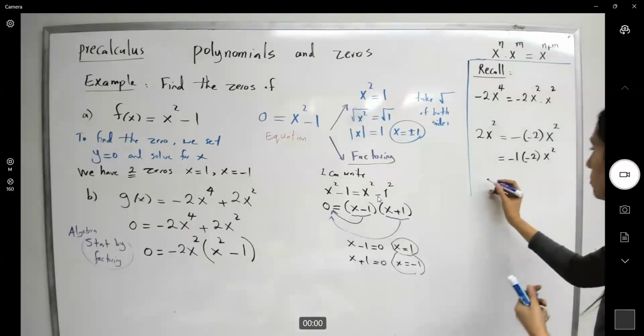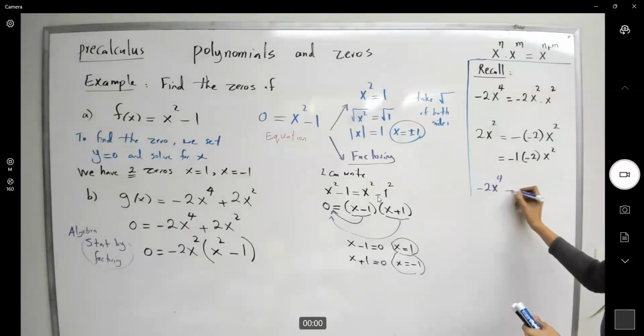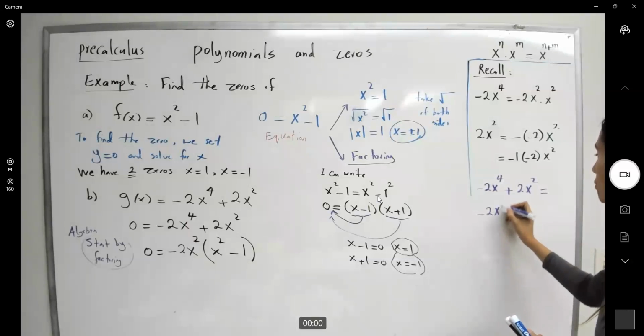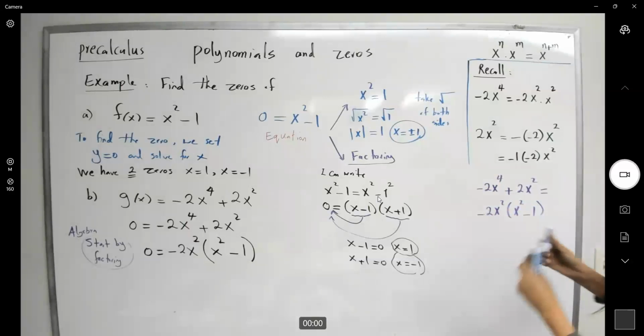Very well. So let me rewrite this for you. If you have negative 2x to the fourth plus 2x squared, you can factor out negative 2x squared. You're left with x squared minus 1. That's the reason behind it.